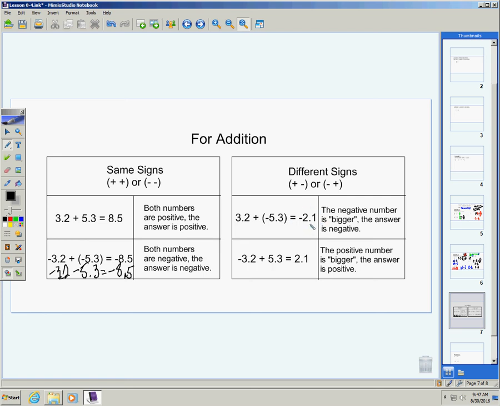If the positive number is bigger, 5.3 is bigger than 3.2. So when I do negative 3.2 plus 5.3, the answer is going to end up being positive.